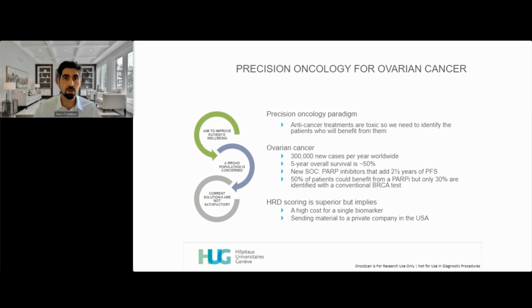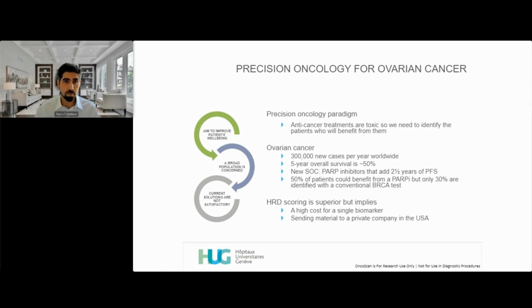Precision oncology for ovarian cancer. I guess everybody has heard about precision oncology. The whole paradigm behind it is that when you give an anti-cancer treatment, usually it's toxic, so you want to make sure that you give it to the people who will benefit the most from it. Now, ovarian cancer: we have roughly 300,000 new cases per year worldwide, and the 5-year overall survival is roughly 50%. So that's quite a deadly disease.